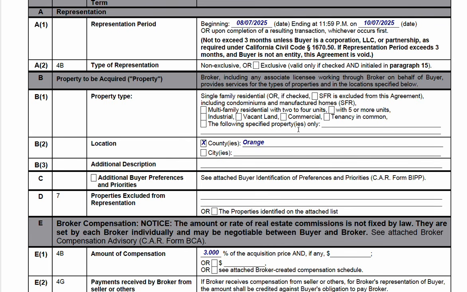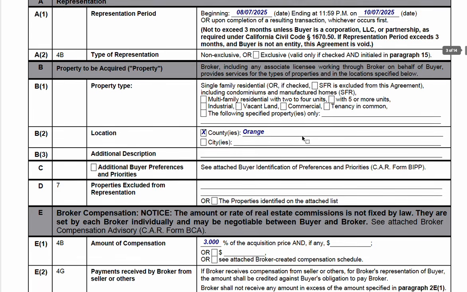And they have this space here for the following specified property. Oh, by the way, don't check this box. This excludes SFRs. I don't know why they have this in here. They should take it out. But don't check that box. Leave it by default or add on something. And then down here, if you want to write in maybe just one property, maybe you're doing this BRBC for just one single property, write it in here, okay?